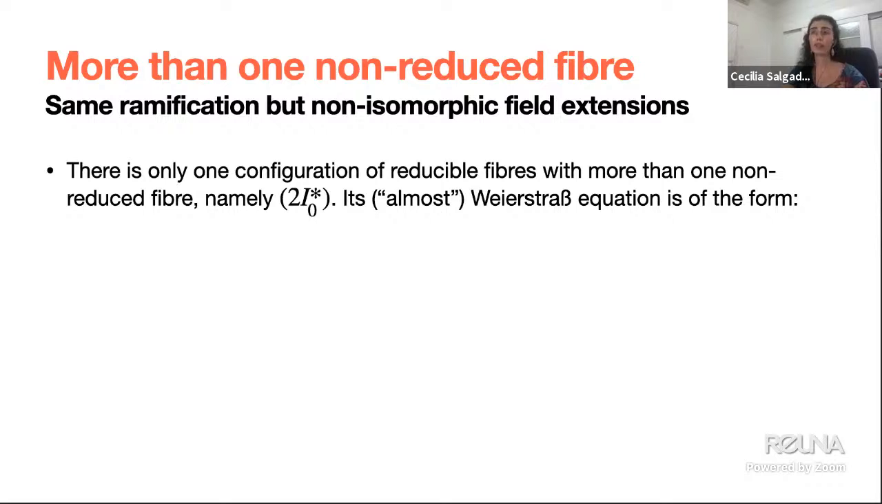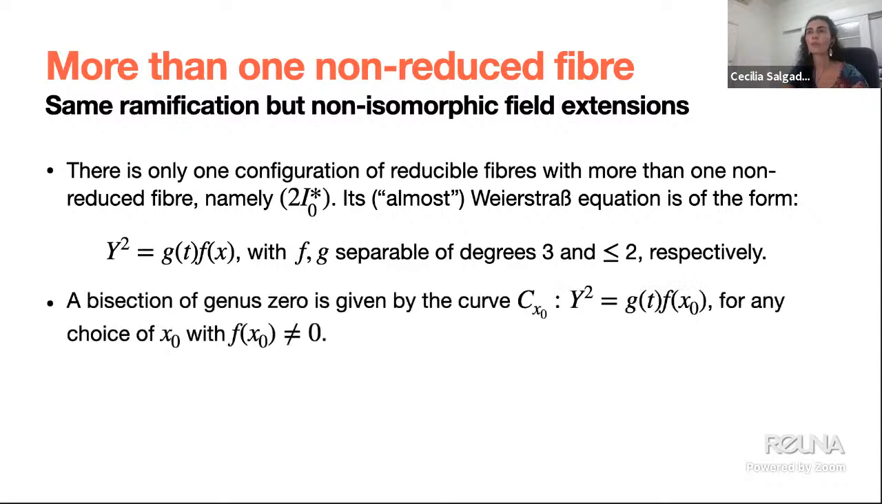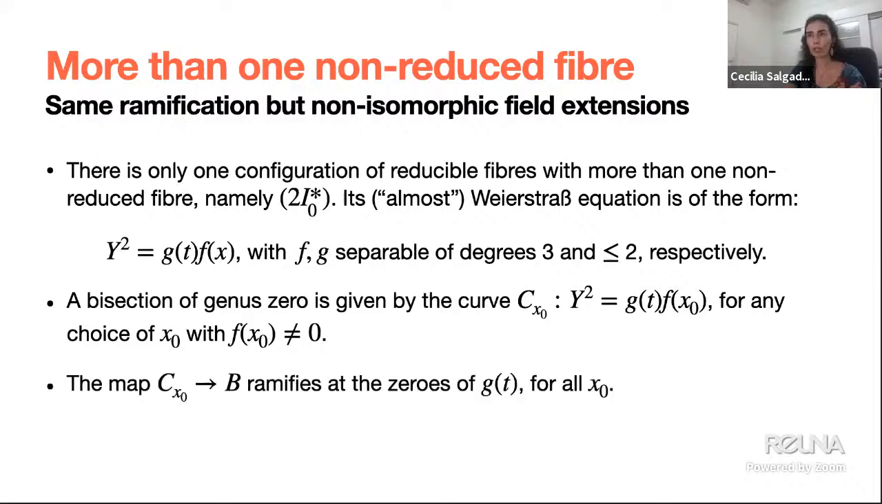And the Weierstrass equation is of that form, okay, with f and g separable, with f of degree 3 and g of degree at most 2. Okay, I could put the g on the side of the y squared, it doesn't matter, it's a quadratic twist family. And I have a bisection which is given by this conic here. And then I can vary x0 and this varies the bisection. So that is how I get the conic bundle fibration on it.